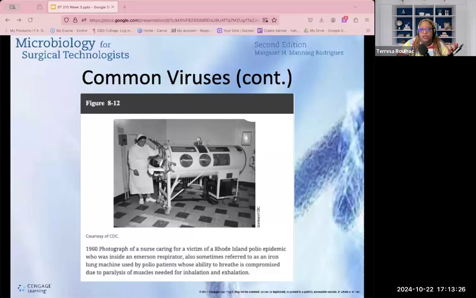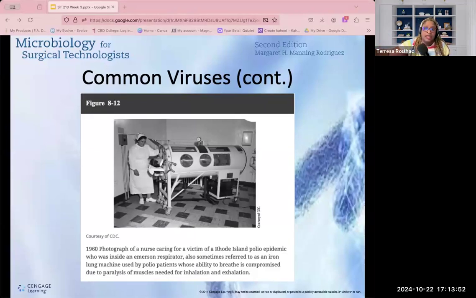Polio, and this is where you see this picture on your screen. Now, poliovirus is a serious illness that can lead to paralysis. Vaccines have helped control it, and that's where you can see a lot more in 1812, which is a 1960 photograph of a nurse carrying a victim. The last individual who was in the iron lung, I believe he had just passed away, but I think he got it when he was a kid, and up until old age, he lived in the iron lung.